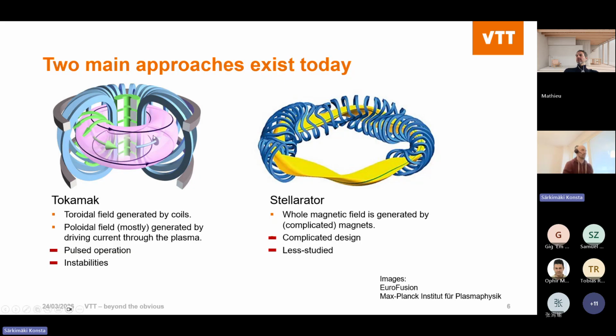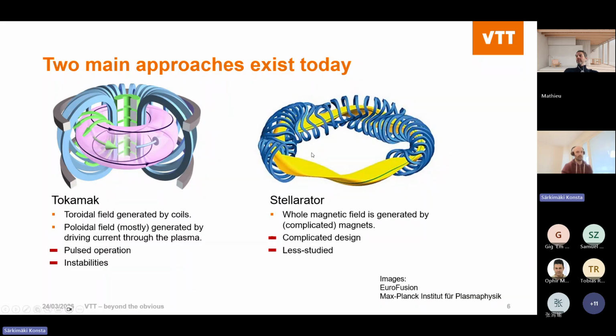How do they work? In this tokamak device, the purple is the plasma, and these blue D-shaped coils are huge magnets that create a toroidal field that goes around the torus. But that's not sufficient to confine the plasma. You also need a poloidal field that goes in circles around the plasma in the main radius. This is generated by driving current through the plasma, and this current is driven by the central solenoid. That's the tokamak way.